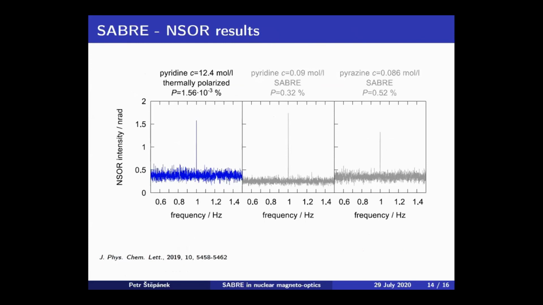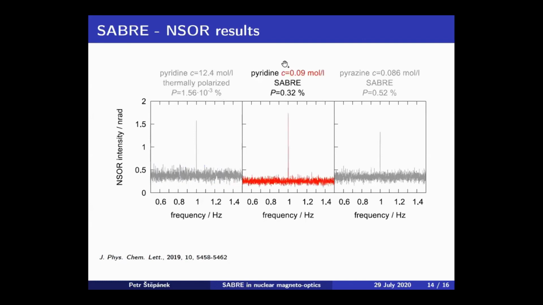And finally, this is the main result for how this polarizer helps us to improve the measurements of NSOR. Note that, as we have said before, the signal appears at the modulation frequency of the B0 field, which was 1 Hertz. I don't know if I have stressed it enough. So on the left, we have a reference measurement of NSOR in neat pure pyridine. So this is no solution, this is just pure pyridine, which is a concentration of more than 12 mol per liter. And still we see that the signal is quite weak. This sample was polarized thermally in a 600 MHz magnet, which leads to a polarization level of roughly 1.6 times 10 to the power of -5 in the measurement cell.